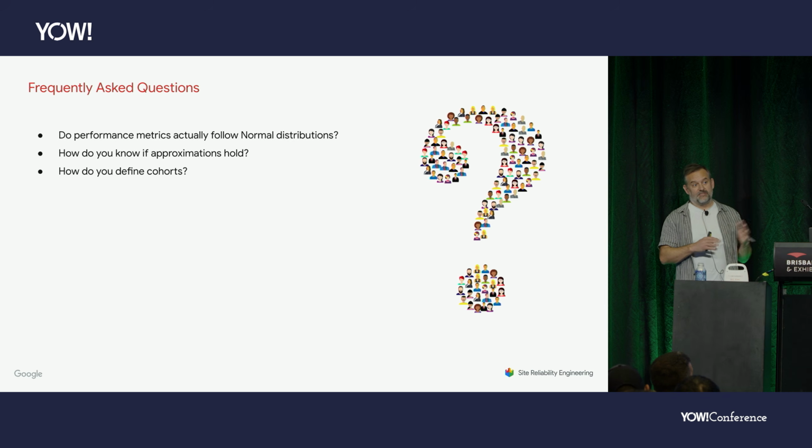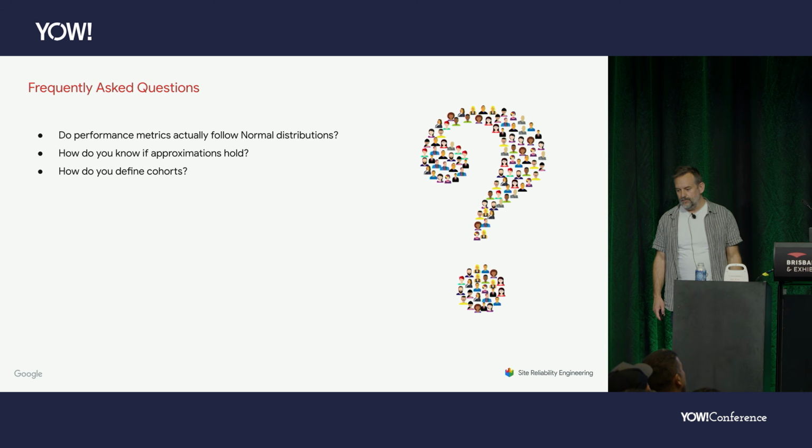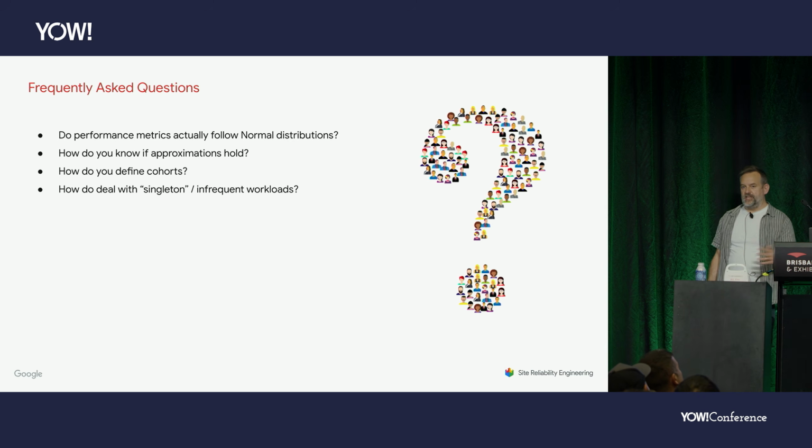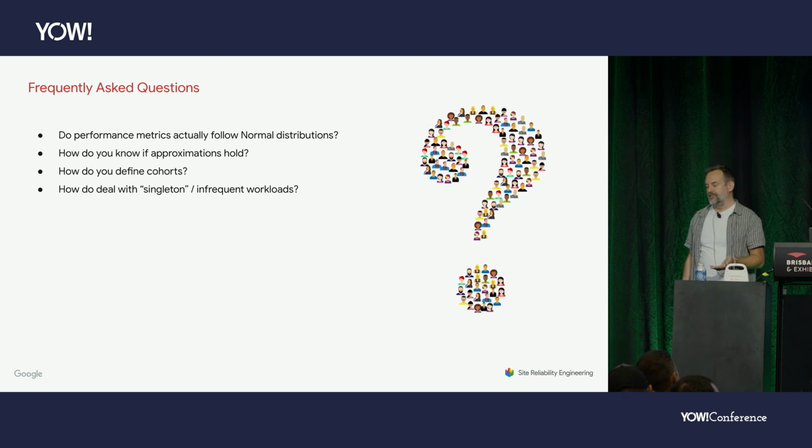I think this technique is very widely applicable to all kinds of domains. We're using it in serverless, but anytime you've got workloads where you can model them statistically and then aggregate to detect regressions, you're going to be able to apply this technique. It's very widely applicable, but how you define cohorts is going to be very domain dependent. How do you deal with singleton or infrequent workloads? We discard them. If your workload is getting less than 20 QPS in a month, we ignore it.